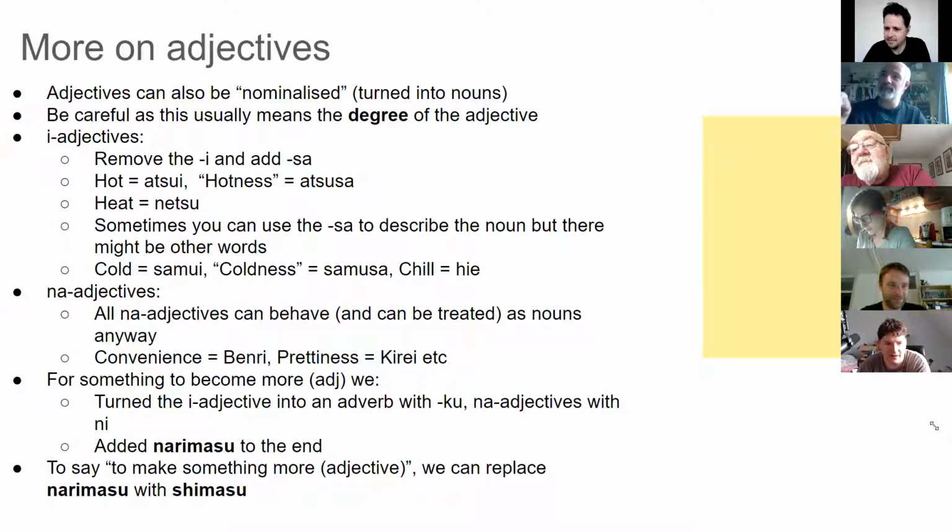Tomorrow? Today? No, tomorrow. Same. It means same. What was the word? Same? Onaji. Onaji. Tomorrow, the same campsite.